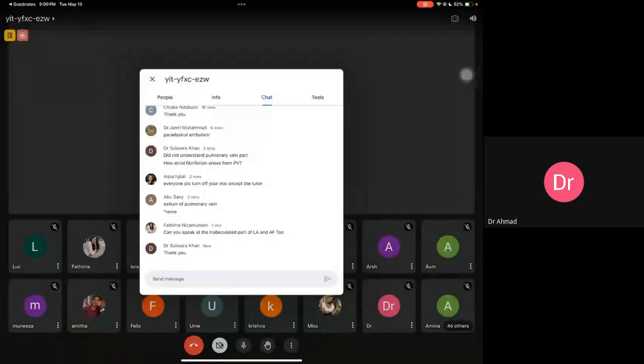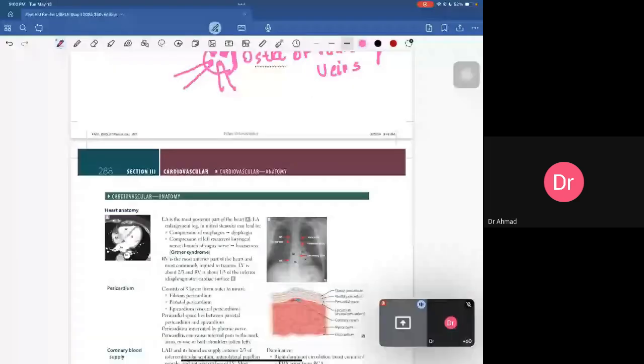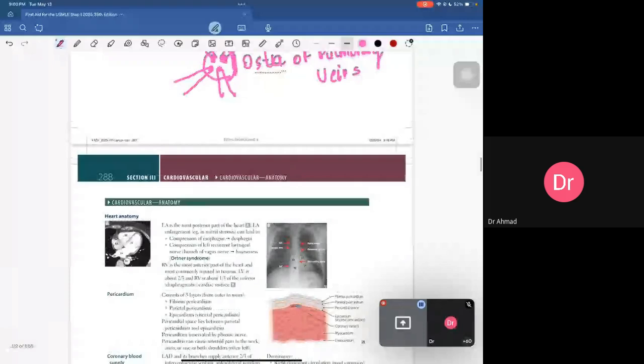They could give you pulmonary veins, pulmonary artery, right atrium, right ventricle, left atrium, right? So you know that it would be pulmonary veins. Now the other thing is the trabeculated portion. The left atrium has two parts, right?